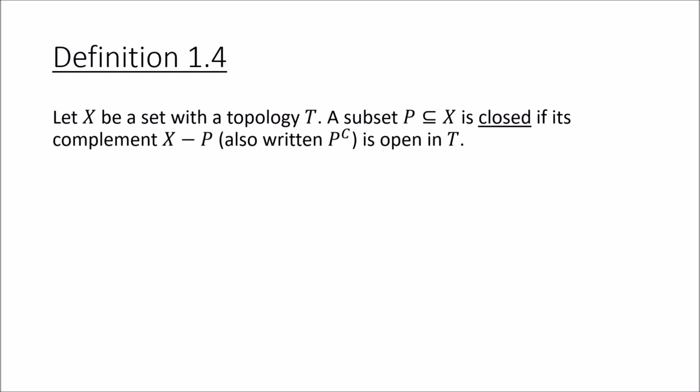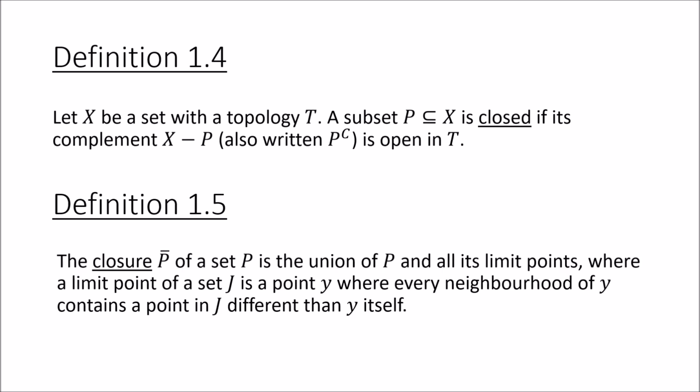Definition 1.4. Let X be a set with a topology T. A subset P of X is closed if its complement, X minus P, also written P superscript C, is open in T. Definition 1.5. The closure P bar of a set P is the union of P and all its limit points, where a limit point of a set J is a point Y where every neighborhood of Y contains a point in J different than Y itself.